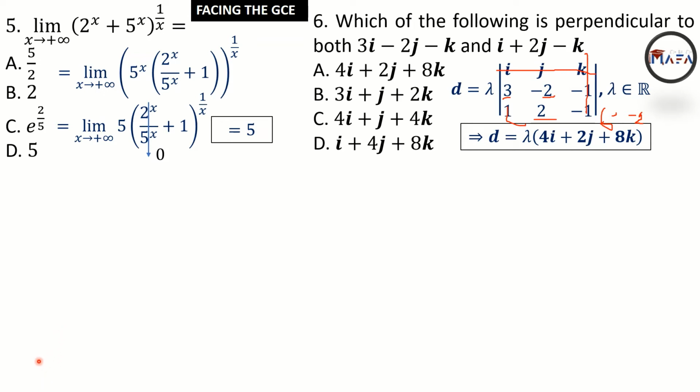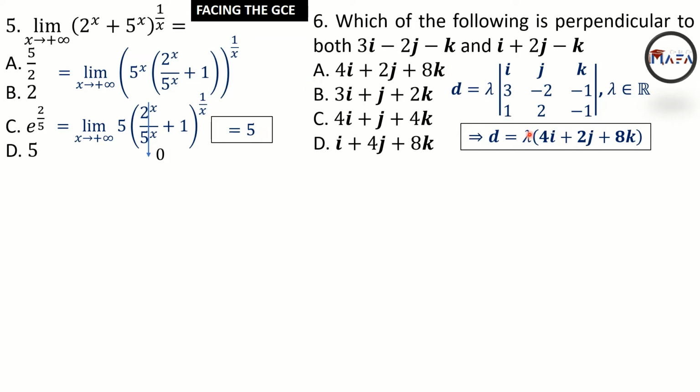So we see that the cross product of those two vectors just gives us 4i plus 2j plus 8k. But now we are looking for a vector that is perpendicular to both vectors, and like I said, a vector that is perpendicular to both of these vectors is simply a certain vector which is parallel to the cross product of the two vectors. That's why you find your scalar here, which is lambda. So if lambda is equal to 1, you see that we just have option A as our answer.